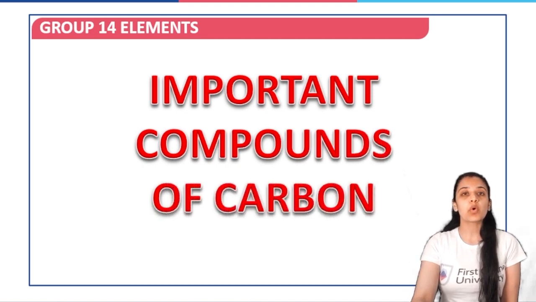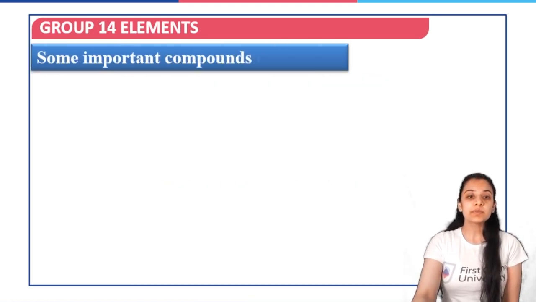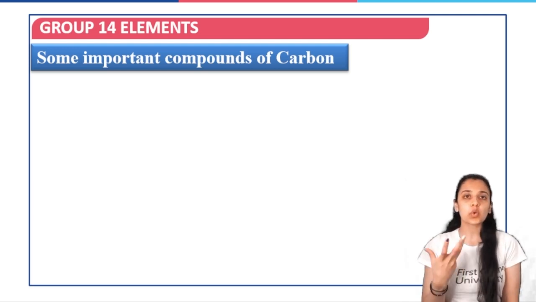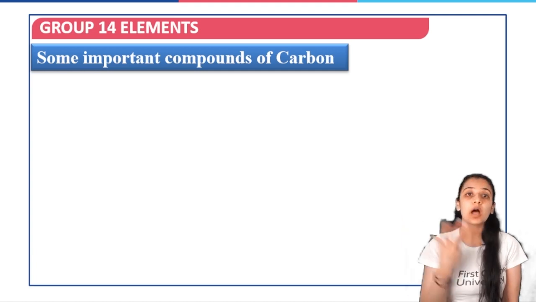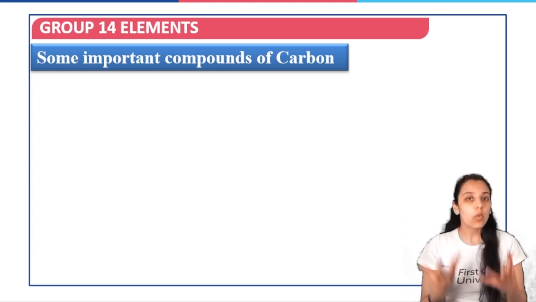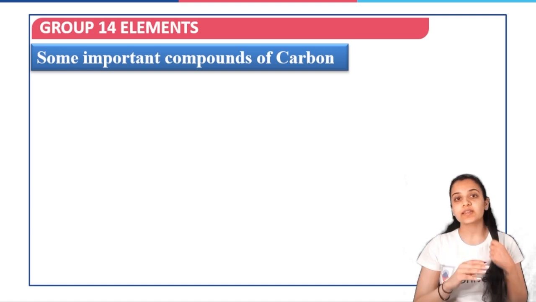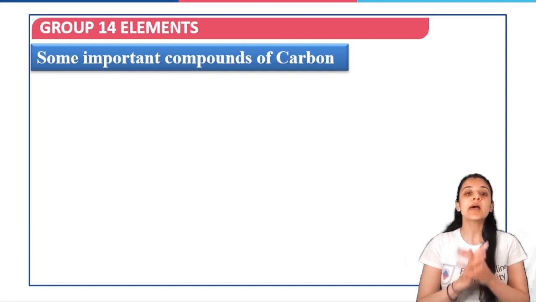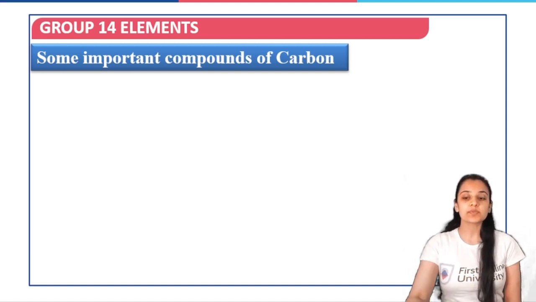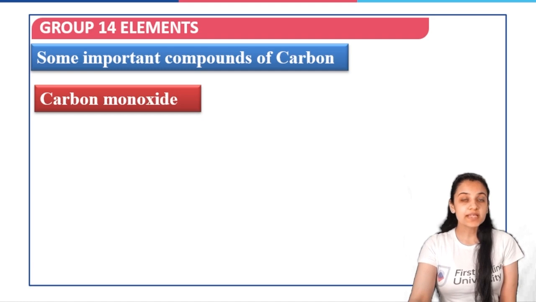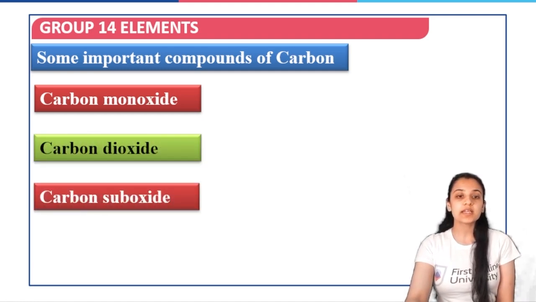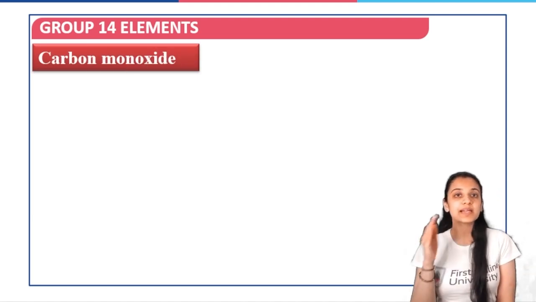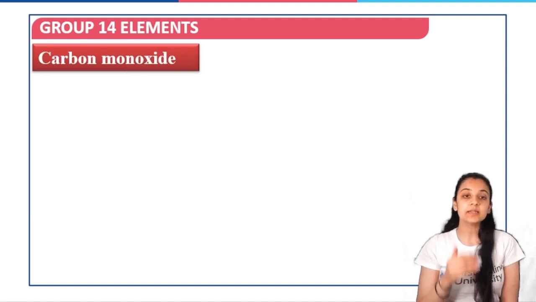Let us now begin with important compounds of carbon. Although carbon has got a lot of compounds, if we look at organic chemistry, it is all about carbon and hydrogen, it's all about hydrocarbons, also about other functional groups, but almost everything consists of carbon itself. So there are a lot of important compounds, but some important compounds we are going to take up in this particular lecture. Carbon monoxide is one such compound, then carbon dioxide, carbon suboxide. Then we also are going to talk about other compounds, but let us first discuss these three in detail.